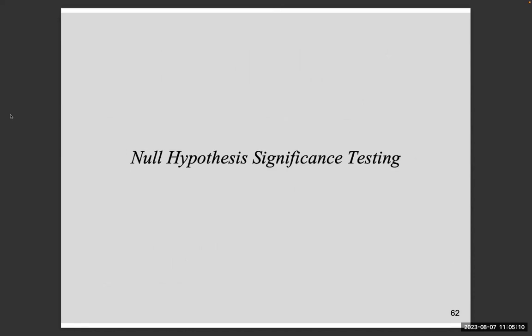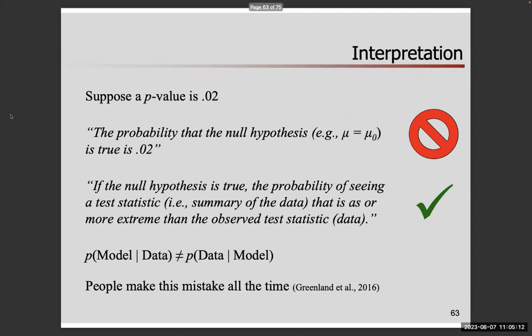Same thing shows up in hypothesis testing. Suppose the p-value for a hypothesis test is teeny tiny, 0.02. If you're like me, in your first stats class you got that p-value of 0.02 and said the probability that the null is true, like the mean is equal to this number, is 0.02. And your stats teacher slapped you on the wrist and said, no, that's not the meaning of the p-value. The p-value is, if the null hypothesis is true, the probability of seeing a test statistic, some summary of the data, that is as or more extreme than what we actually observed.